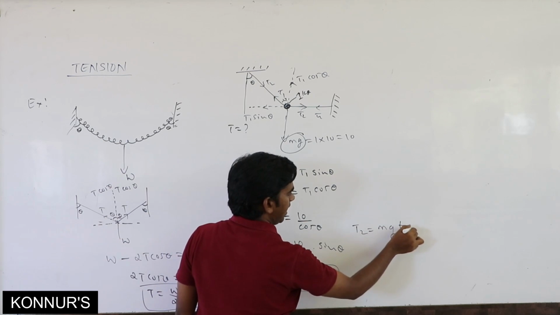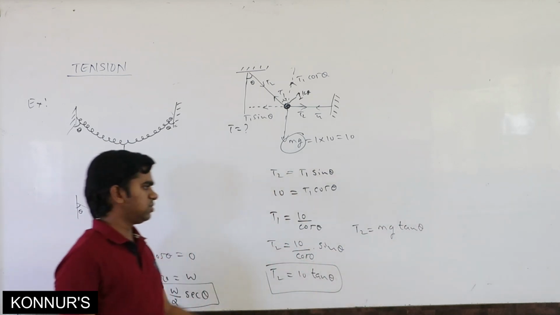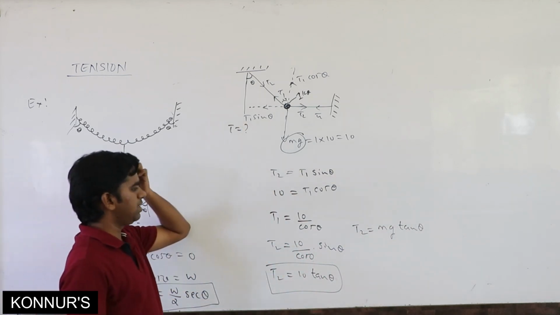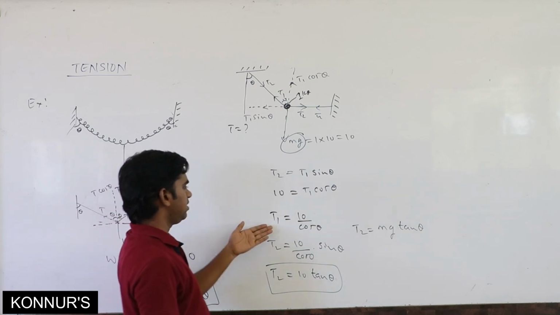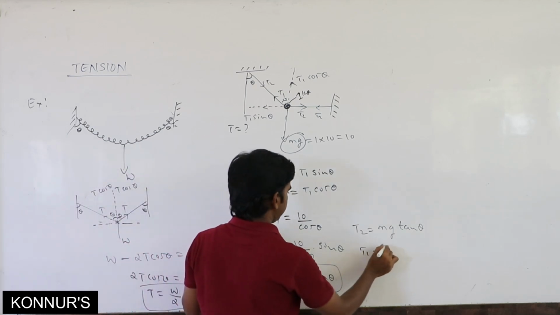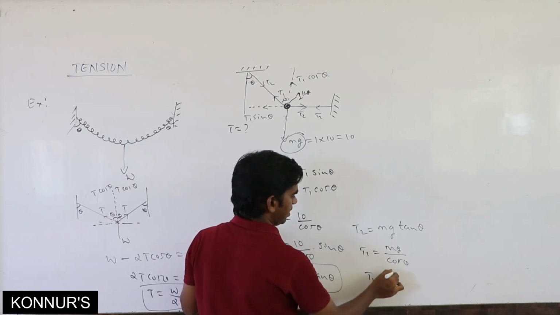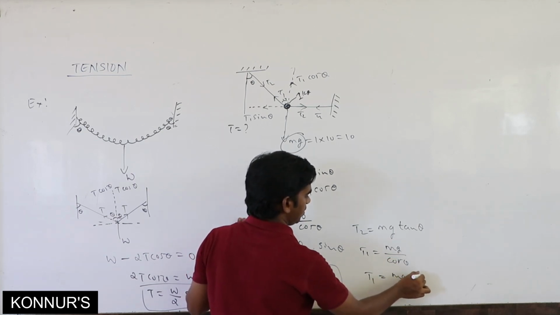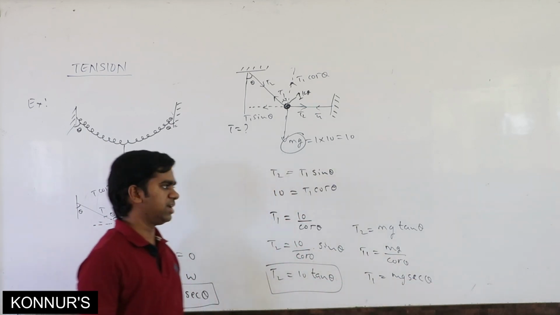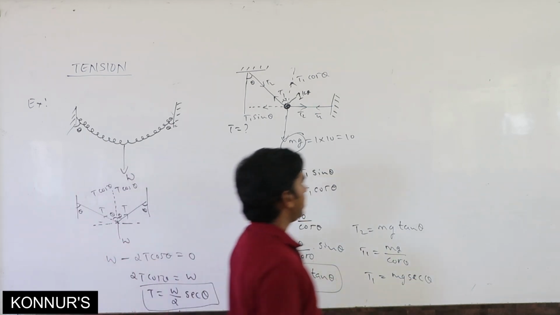mg tan theta. So this is what directly you can find T2 here. And what is T1? T1 is just mg divided by cos theta, or T1 is just mg into sec theta. Okay, it all depends how you can take.